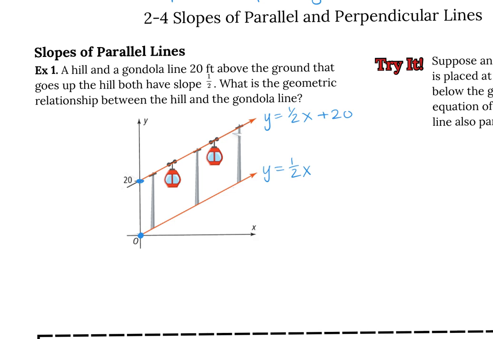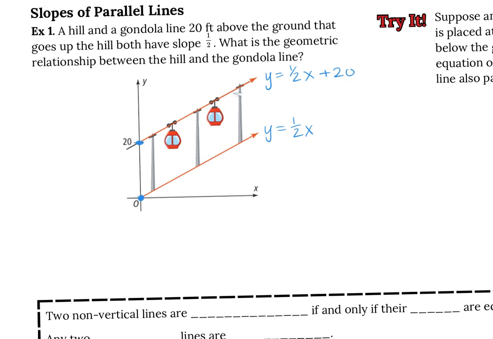So what can we conclude from that? We can conclude that our hill and our gondola are gaining 1 foot of height for every 2 feet of horizontal distance.